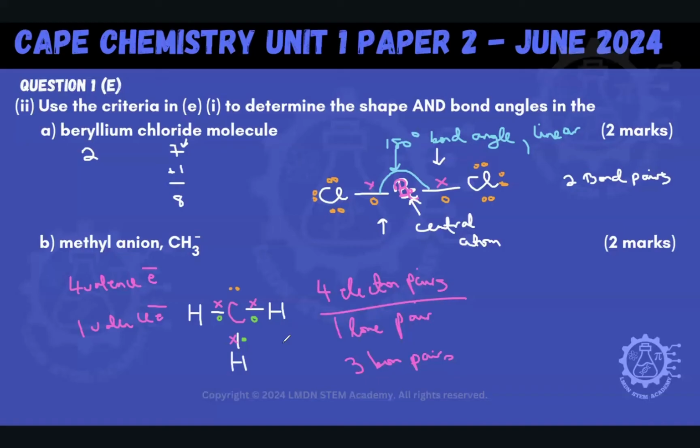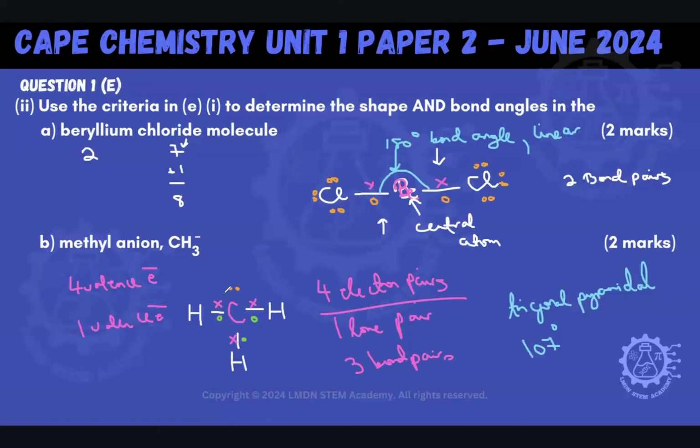When we look at our table and we say, okay, we have 3 bond pairs and 1 lone pair, the table tells us the shape that will give us is what is known as trigonal pyramidal. And the bond angle for trigonal pyramidal will be 107 degrees. Okay?